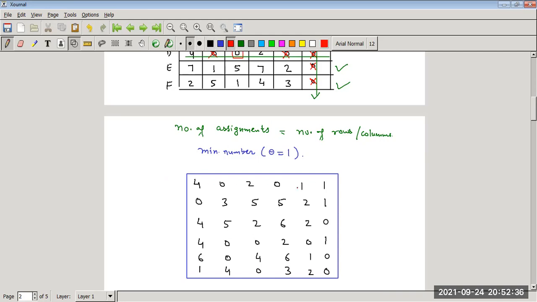Now we start the assignment. In the first row there are 2 zeros, leave that row. In the second row there is only 1 zero, assign this 0. There is no 0 in this column. If there is any 0, then we cross it. Now in row 3 there is only 1 zero, assign this. In the column there are 2 zeros, cross these zeros. In the fourth row there are 3 zeros, leave that. In the fifth row there is only 1 zero, assign this 0 and cross all other zeros in the same column.